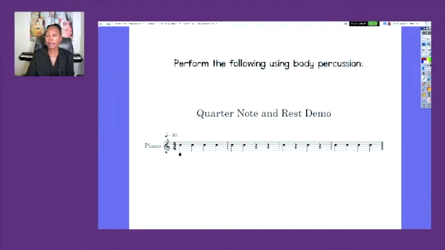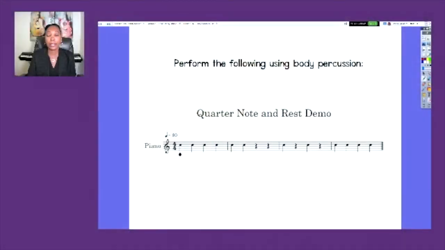Okay, now if we have a little fun, we can perform using our body percussion. And that's either clapping your hands, stomping your feet, snapping your fingers, shoulders, whatever you like.